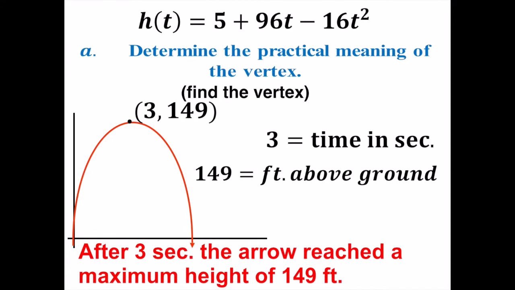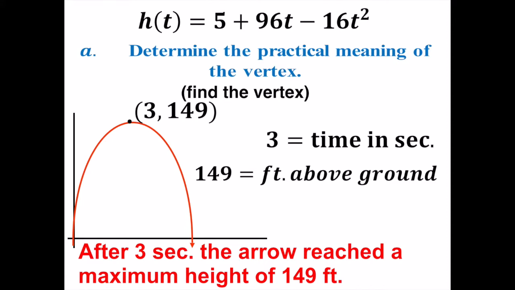If you can just separate those two and write, okay, 3 is time in seconds, 149 is the feet above the ground, I always write those out. And then write something like, at 3 seconds, the arrow was 149 feet off the ground. Something along those lines is what I'm looking for.